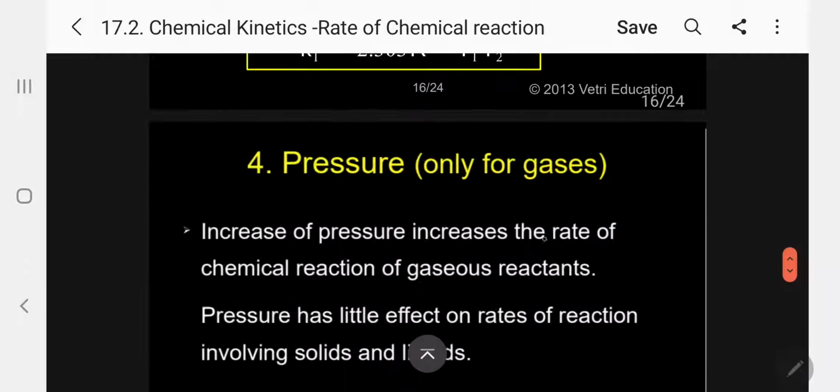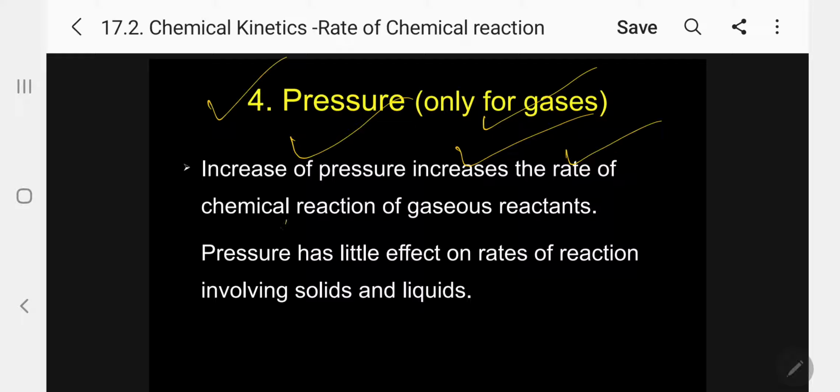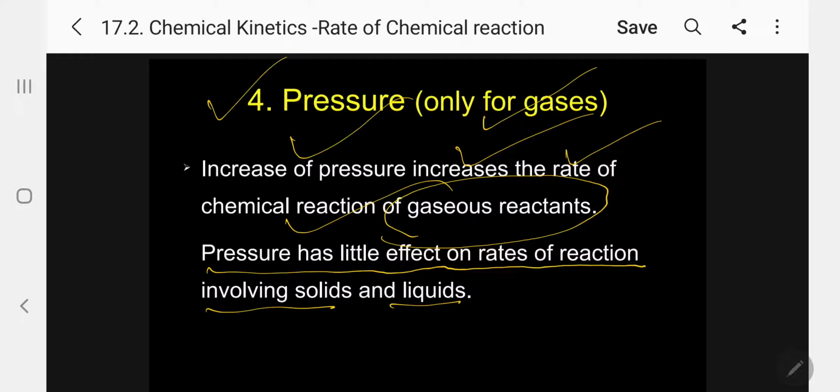Please follow. The fourth factor is pressure. Pressure is applicable only for gases. So an increase of pressure increases the rate of chemical reaction of gaseous reactants. Pressure has little effect on rates of reactions involving solids and liquids. So it is valid only for gaseous reactants.